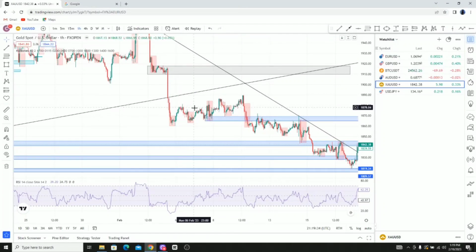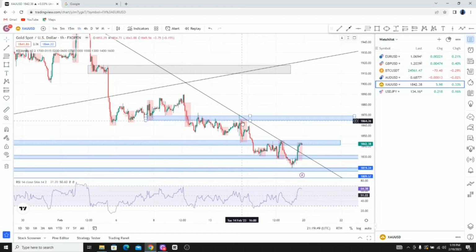I like to look at breaks of structure. This is a lower high, lower low, lower high, lower low, and at this point it broke to the upside. So this is a point of interest where it came to my supply zone. That's how I got the supply zone, and as it broke the supply zone, I started looking for sells. That was why I sold to this point.